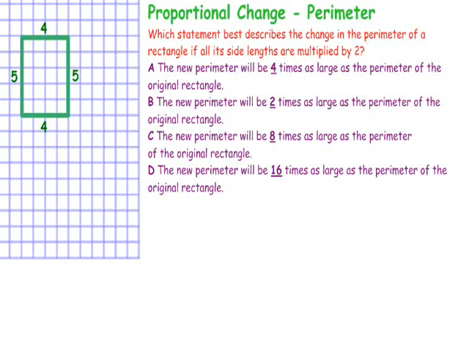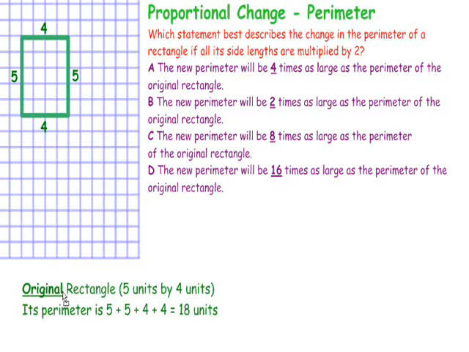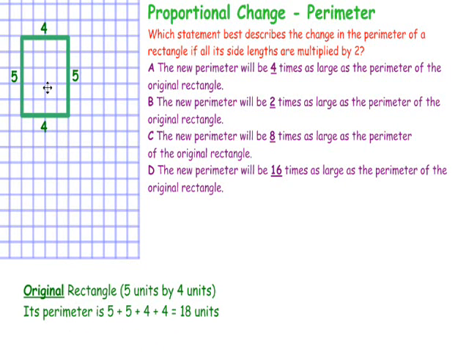Well, to find out, I created a hypothetical rectangle. It has a side length of 4 and a side length of 5. And of course, if I were to find the perimeter of this rectangle, I would simply add 5 plus 5, 4 plus 4, for a total of 18 units.